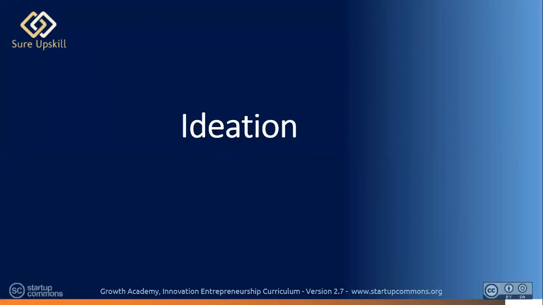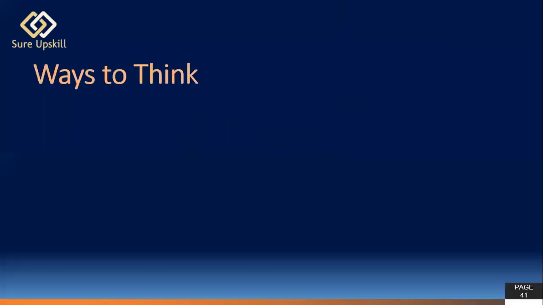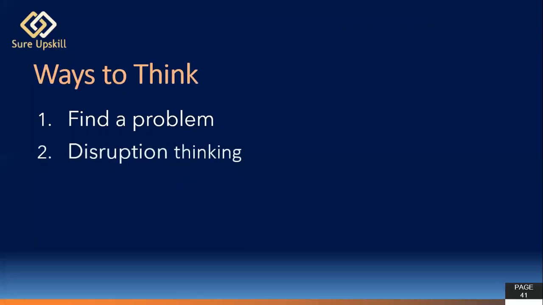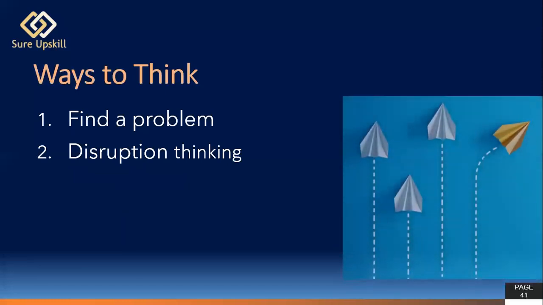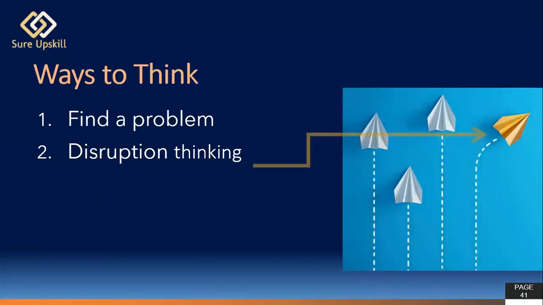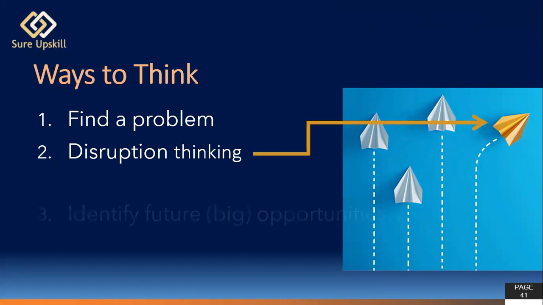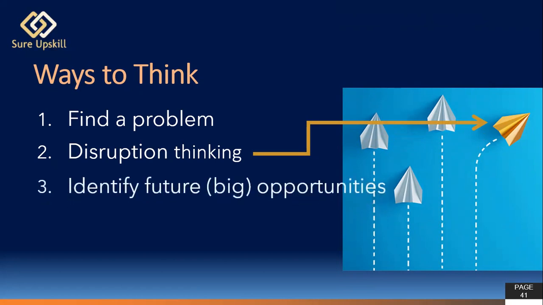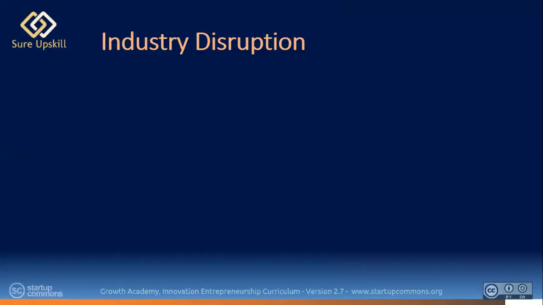We look at how ideation occurs. These are ways to think. First, find a problem you want to solve in the niche market, then do disruptive thinking. Disruptive thinking is doing things totally different from what people are doing. They're going in a straight line to try and solve a problem. We will take a diversion and do things totally differently. So different that we come up with an idea totally new to the world. This way, we identify the future big opportunities.